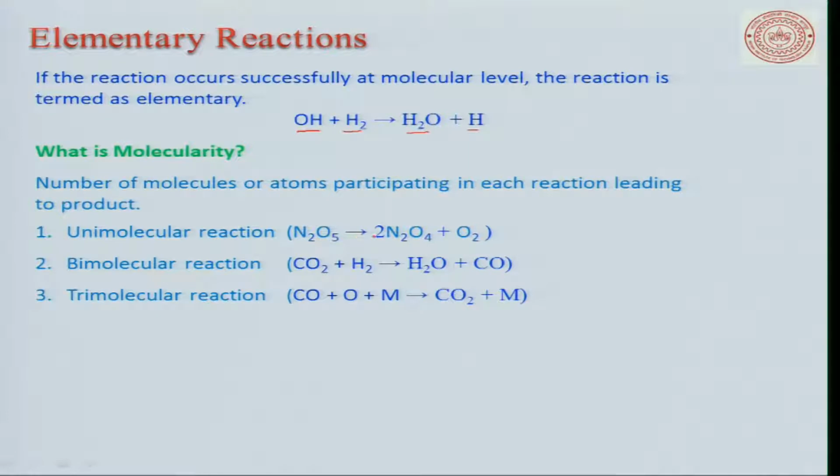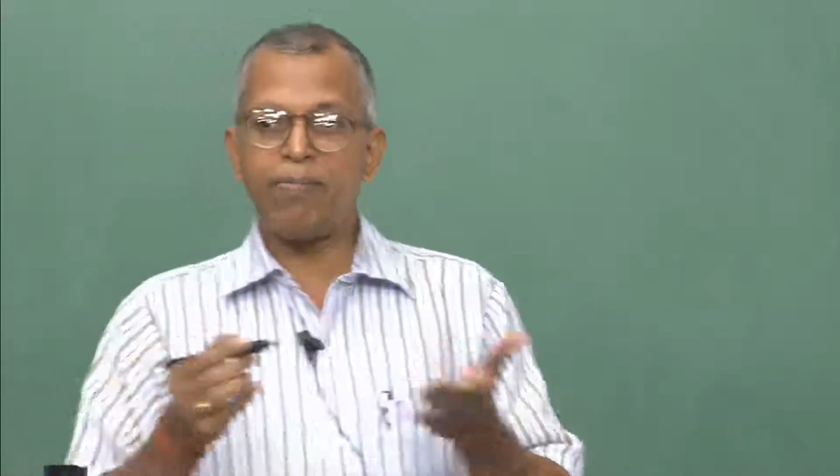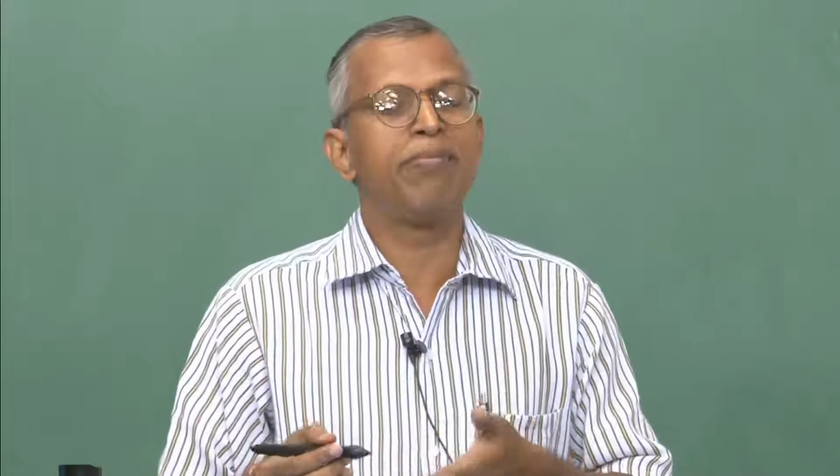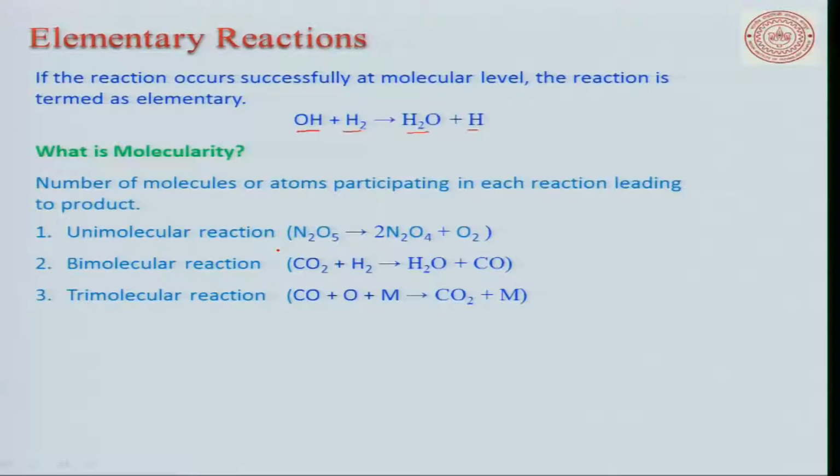N2O5 is decomposed into N2O4 plus O2. That is because one molecule, nitrogen pentoxide, is being decomposed. So, therefore, it is a unimolecular reaction. But if I consider the backward reaction, can it be unimolecular? Backward reaction means N2O4 is reacting with oxygen, going to N2O5. We have seen anything can happen, the reaction can be forward, it can be backward as well. So, at that time it is not unimolecular. Only the forward reaction in this example is known as a unimolecular reaction.